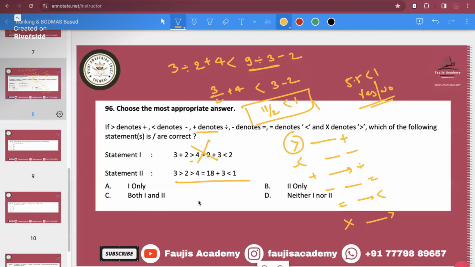Don't be in a hurry. Just write it down. 3, 2, 4, 18, 3. You must also observe that even this equal to sign is changing. Right? Just write it down. Plus. Then over here again plus. Then the equal to sign will become like this. Then the plus sign will change into division. And then the less than sign will change into minus. So this is how you'll be solving it.